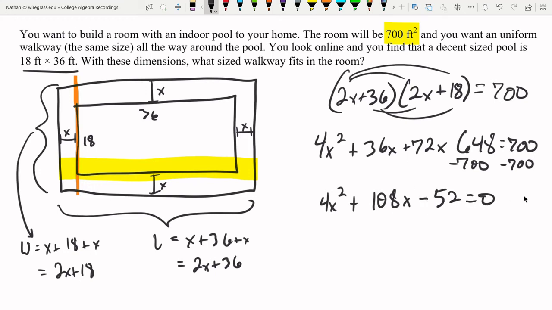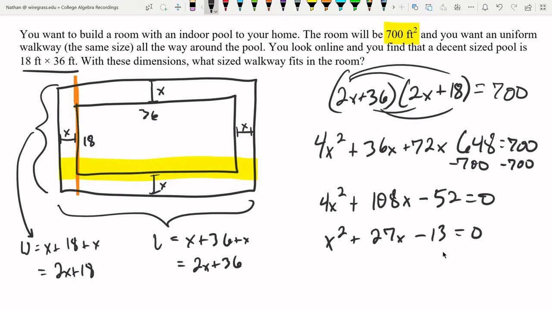And we want to factor this. So first off, I want to see if I can divide everything by 4. 52 can, I believe. Yes. So we're going to get x squared plus 27x minus 13 equals 0. I just divided everything by 4.